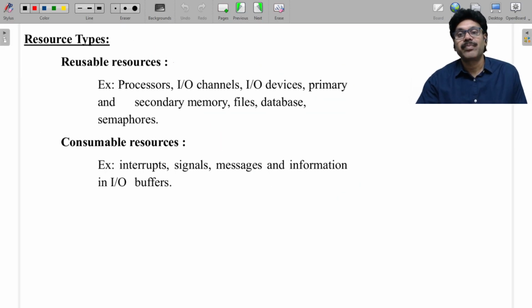So, resource types: reusable resources and consumable resources. Reusable resources: once a CPU is given to P1, as soon as P1 completes, the CPU is deallocated and can be given to others, like IO channels, IO devices, primary and secondary memory, databases, and semaphores. Consumable resources, once consumed, have to be created anew, like interrupts, signals, messages, and any information in IO buffers.